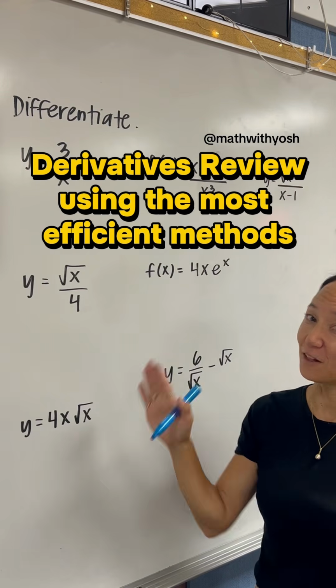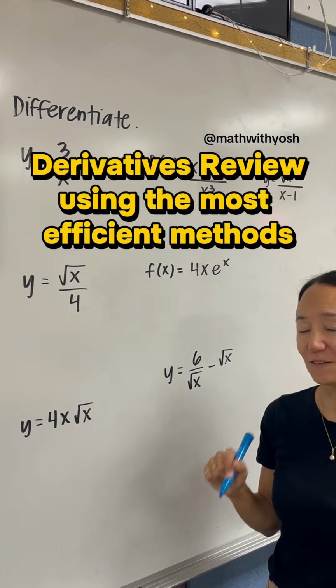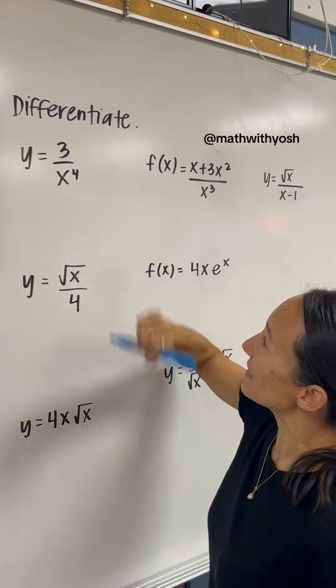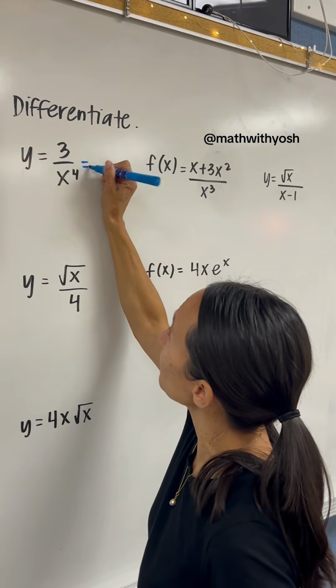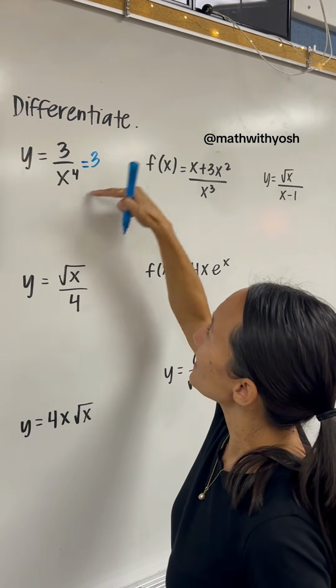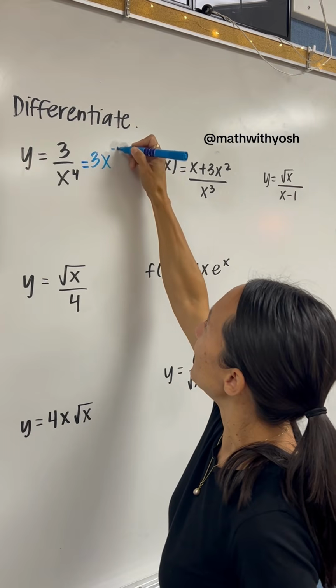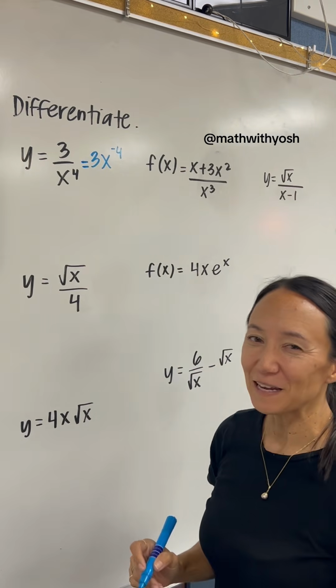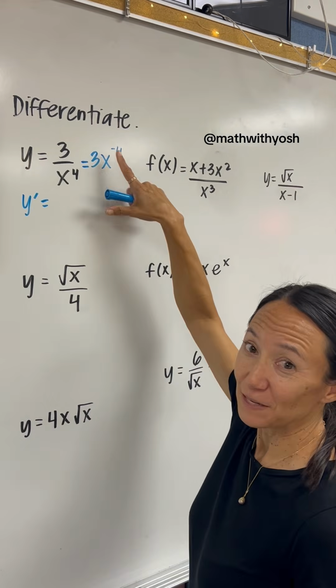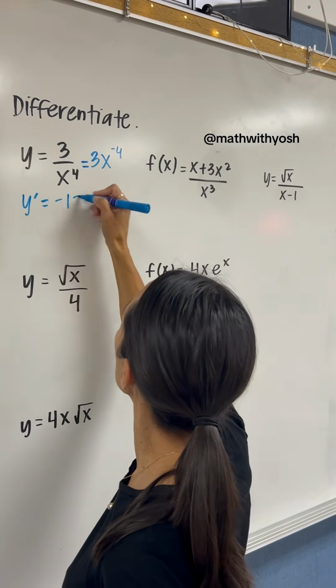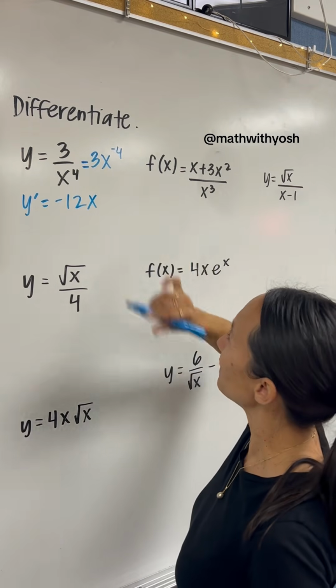We're going to differentiate all of these functions, but I want to use the most efficient method for each one. See, the x is in the denominator. So first step, we're going to rewrite the problem. We're going to bring this x up by making the exponent negative. Now that we have it rewritten, we can apply the power rule. Take the exponent, multiply it to the constant in the front, and then subtract 1 from the exponent.